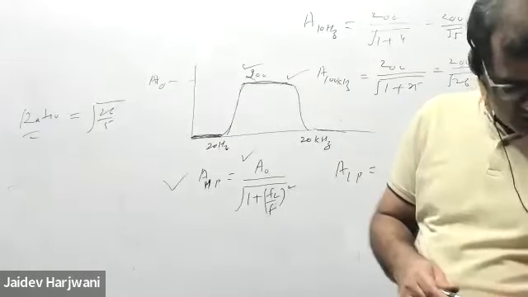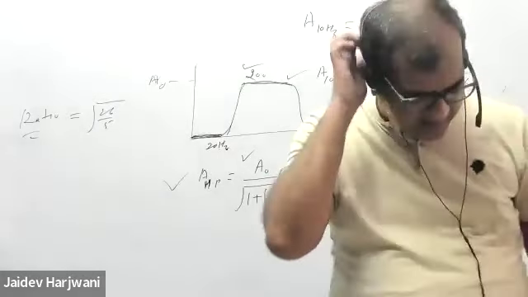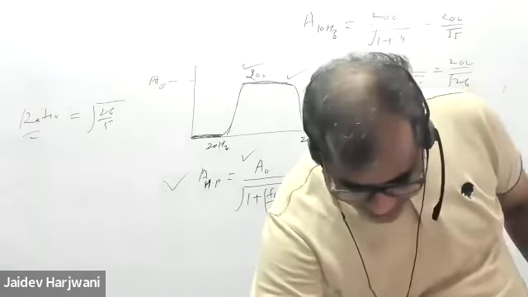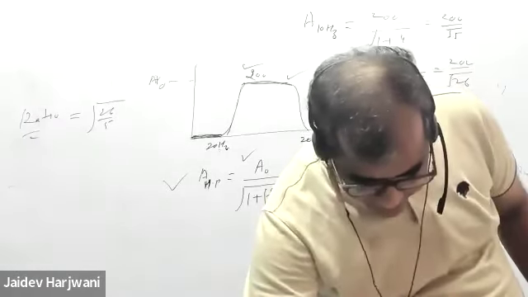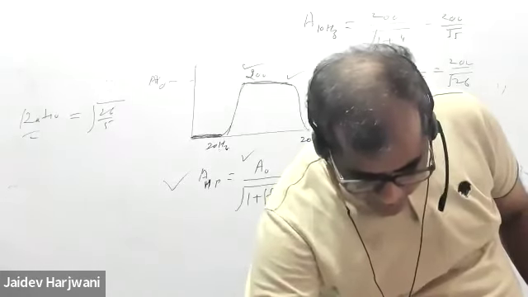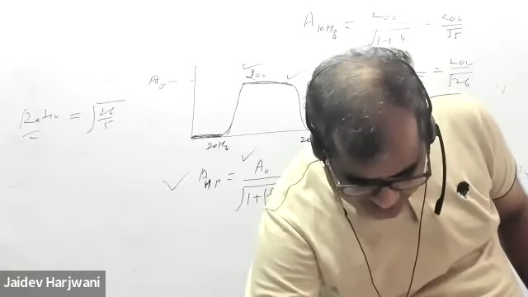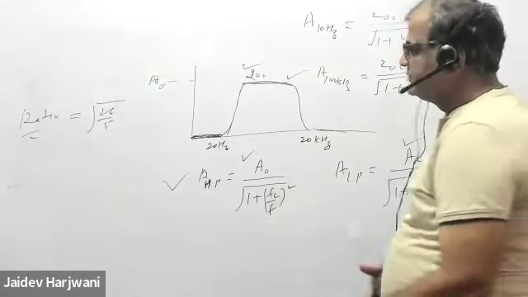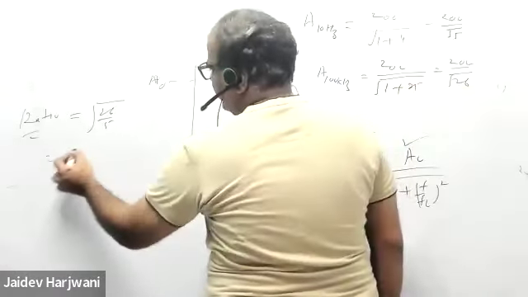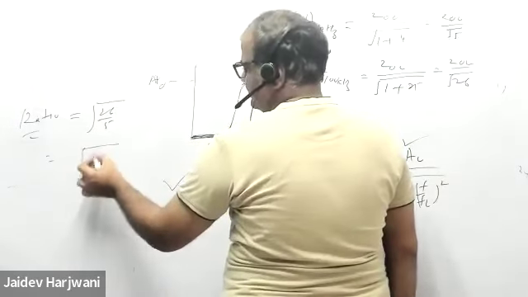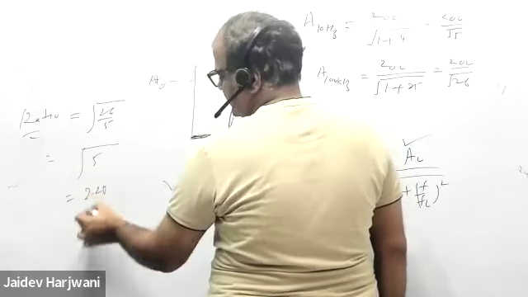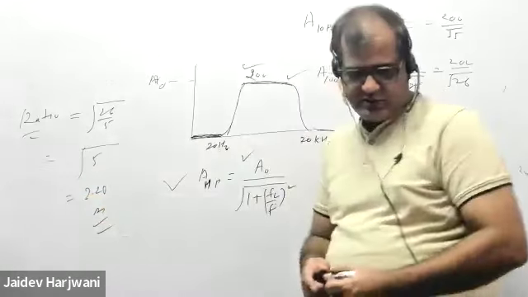You can do it. Question number 17. 2.28, the answer is coming. Let's check. So obviously this will come some 5 point something, and this will be some 2.2, some 2.28. Correct. This will be correct only. You can check it.